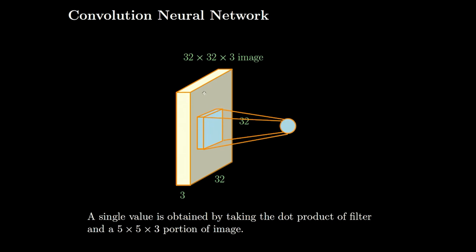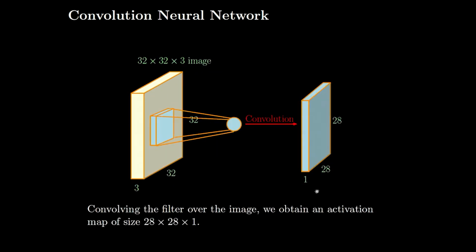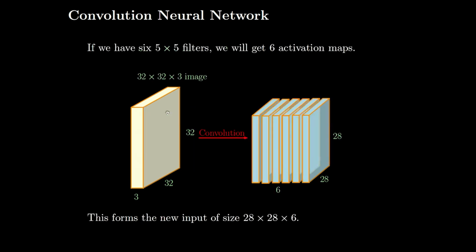As the filter is moved all along the image, for each given filter, we would obtain an activation map of this form. That is, for a 32 cross 32 cross 3 image, convolving it with a 5 cross 5 cross 3 filter, we would obtain an activation map of size 28 cross 28 cross 1. This was obtained using a single filter. Suppose we had 6 such filters. We would finally obtain 28 cross 28 cross 6 as the output from this convolution layer. Now, this forms the new input of size 28 cross 28 cross 6.